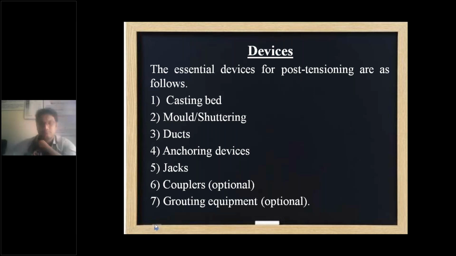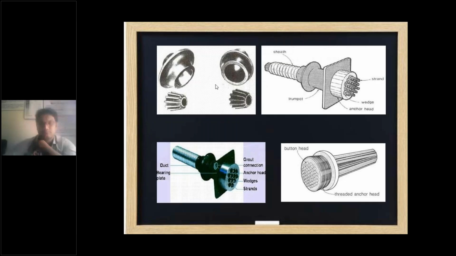So here you can see the different materials. This is called bearing cones, and this is the sheathing or duct. This is called trumpet, strand, wedges. These are all wedges, and this is called the anchorage head, right? So this is the anchorage head. You can see all this.